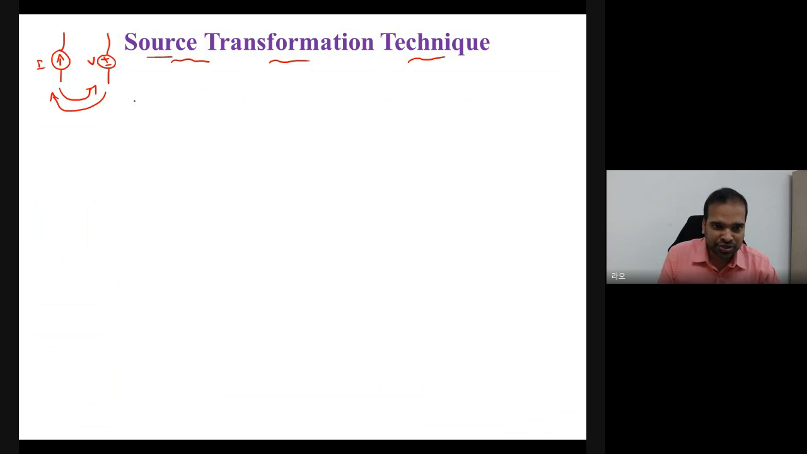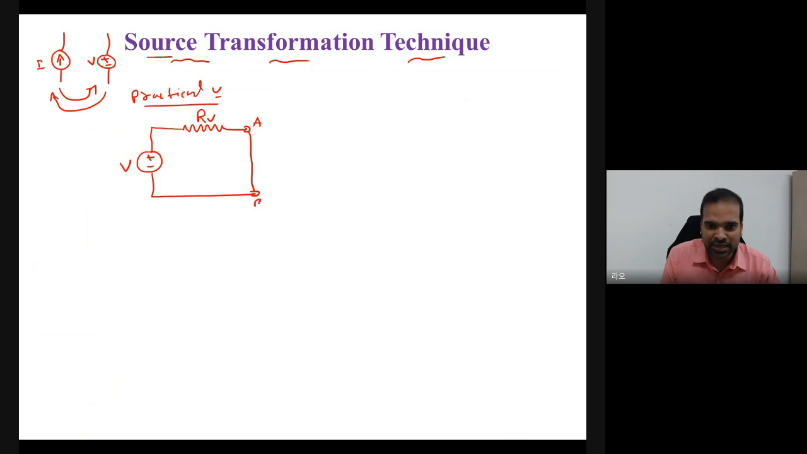See here, first you need to understand what a practical voltage source looks like. The practical voltage source consists of an ideal voltage source, and the ideal voltage source is connected in series with the internal resistance RV. The load is connected between A and B. The load may be a resistance, a fan or anything, it depends on your application. This is a practical voltage source.